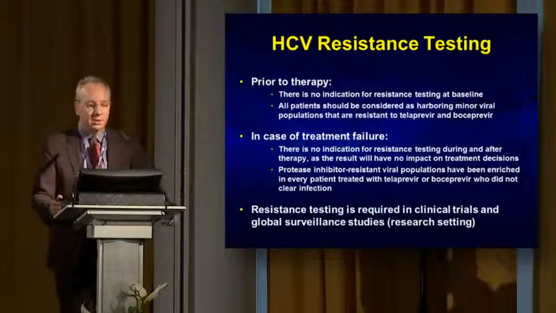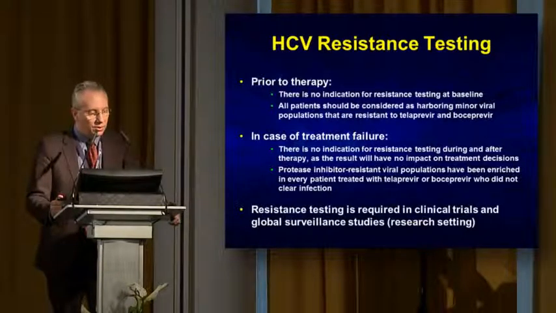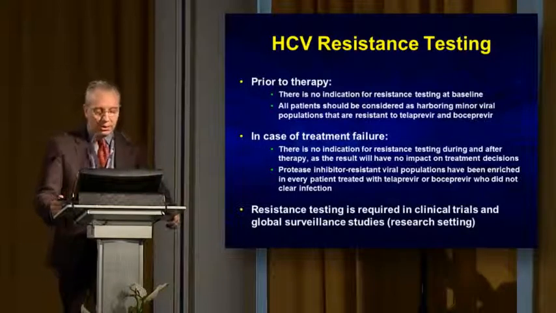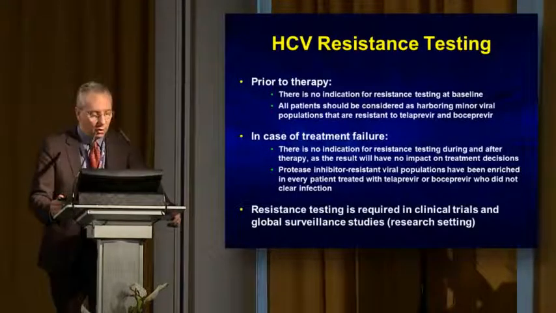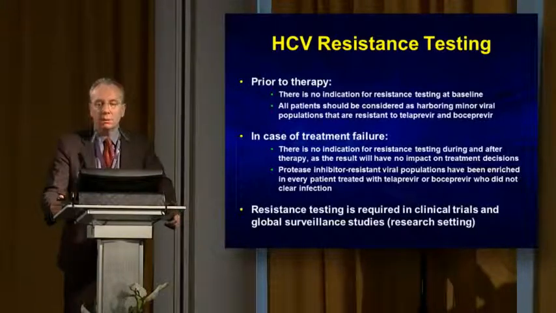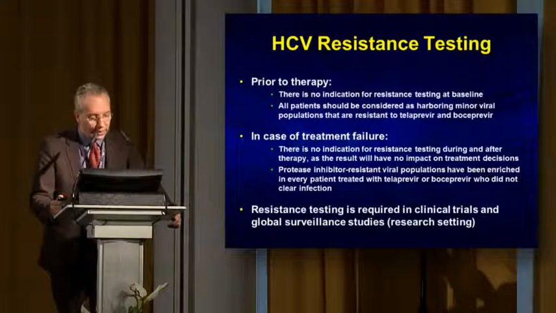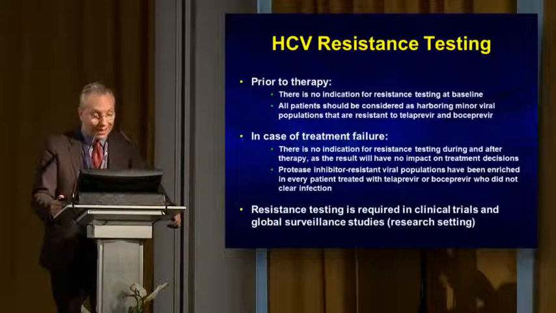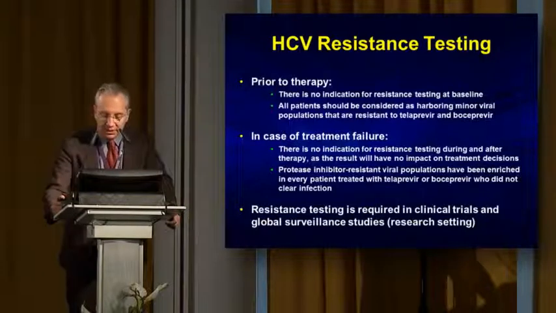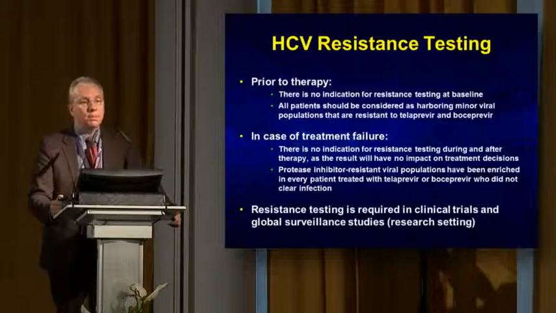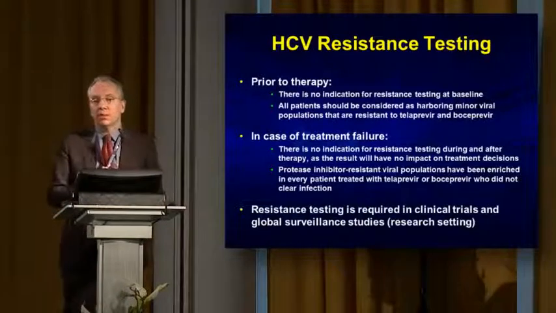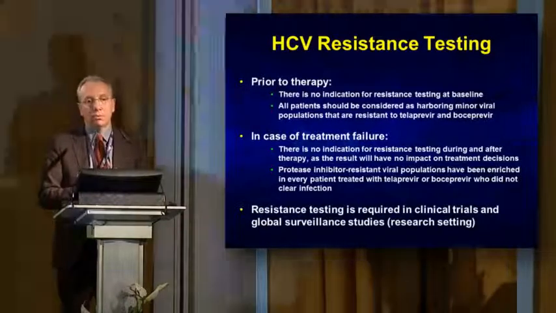Look for mutations in patients who are treated with interferon, ribavirin, and telaprevir, boceprevir. Prior to therapy, there is no indication for resistant testing at baseline. All patients should be considered as harboring minor viral population that are resistant to telaprevir and boceprevir. In case of treatment failures, there is not any indication for resistance testing either. The reason is that the protease inhibitor resistant viral population has been enriched in every patient, and the result of resistant testing will not give you any indication of what you should do.